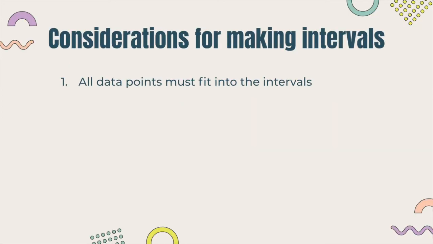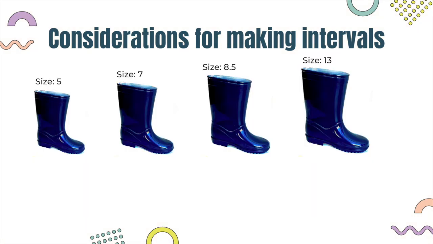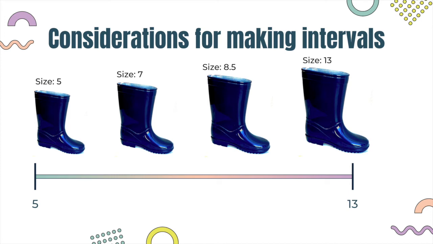Let's look at some considerations for making intervals. The first consideration for making intervals is that all data points must fit into the intervals. Let's see what we mean by this with an example. Let's imagine that some shoe company wants to determine what sizes of shoes are more popular to better manage the stock. Some data analyst decided to build a range for the histogram based on the min and max shoe size. Do you think he is correct in choosing this range?